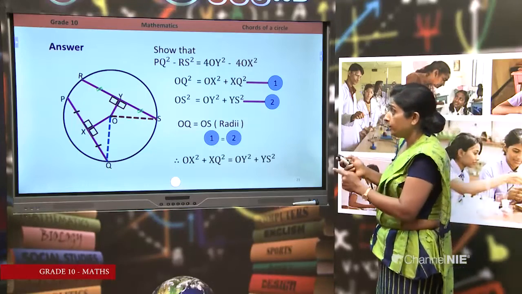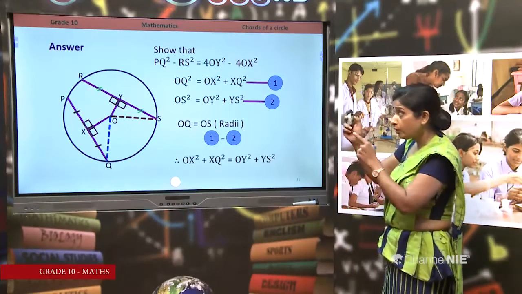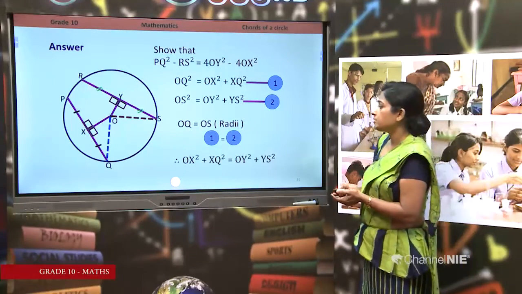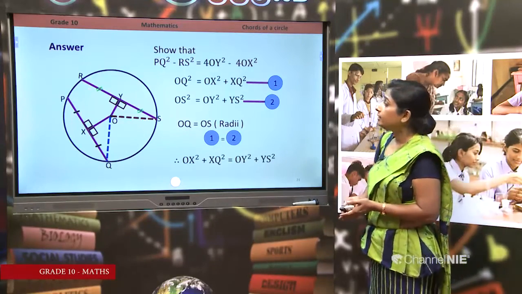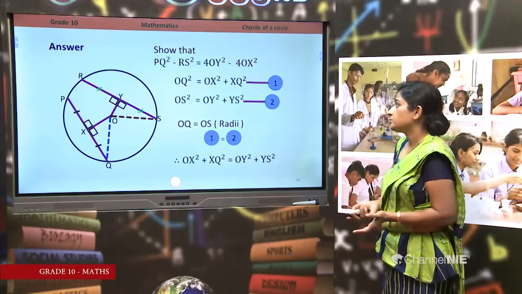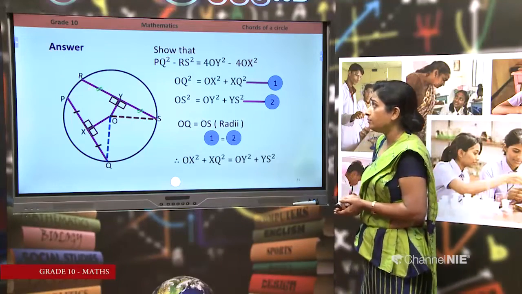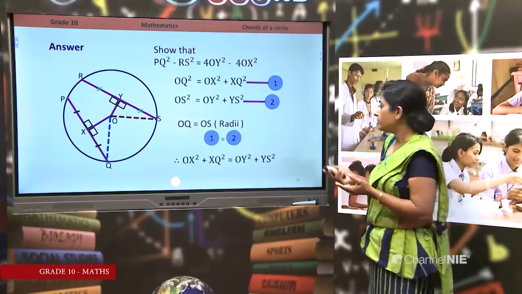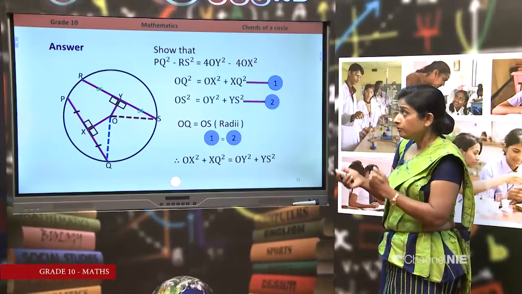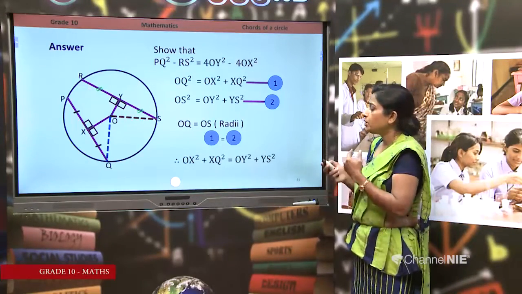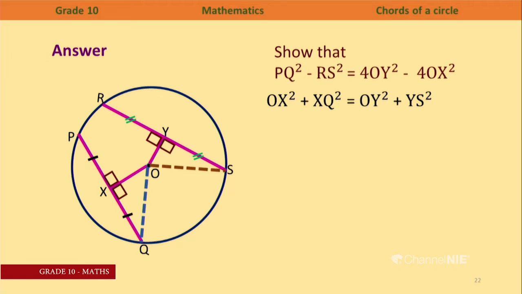But when we are doing that, you have to pay attention to the thing you have to show. Here we got OX squared plus XQ squared equals OY squared plus YS squared. But the given thing is PQ squared minus RS squared equals 4OY squared minus 4OX squared. So from the newly got relationship, we try to reach the given thing. So how do we do that? Here I have written them together.